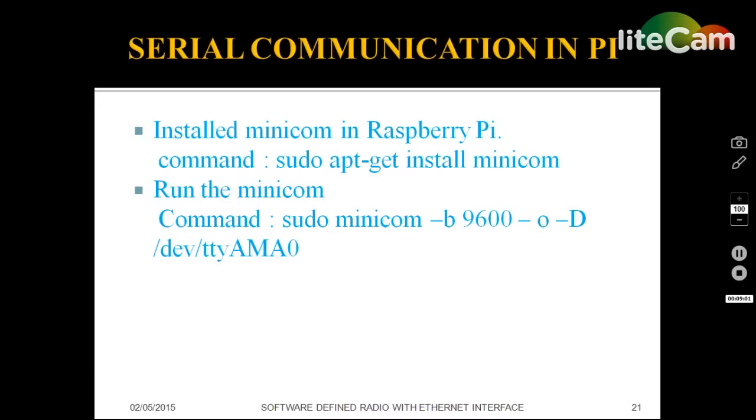For serial communication in Pi, we first have to install minicom on the Raspberry Pi using the command sudo apt-get install minicom. To run minicom, we use the command sudo minicom -b 9600 -o -d /dev/ttyAMA0. B 9600 represents the baud rate, and -D is the device.